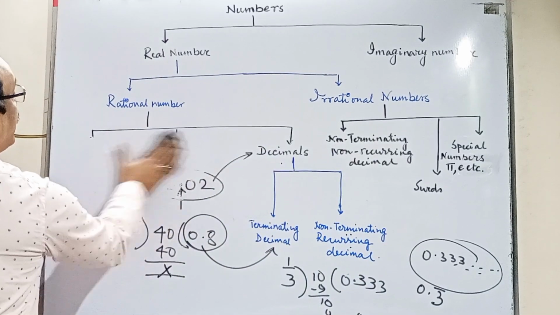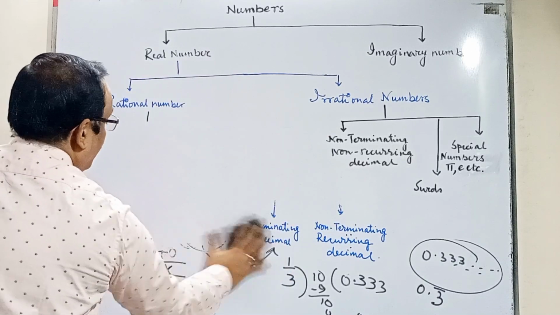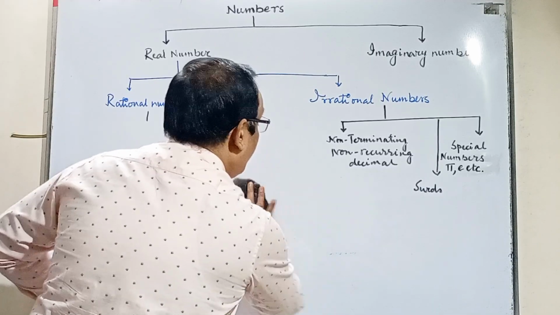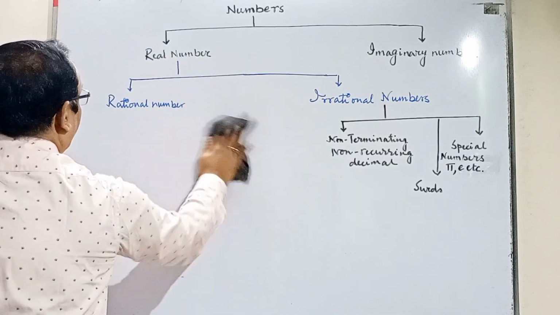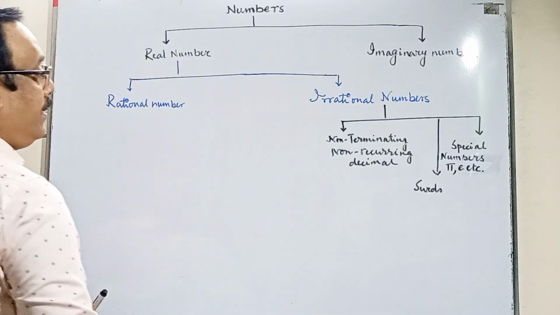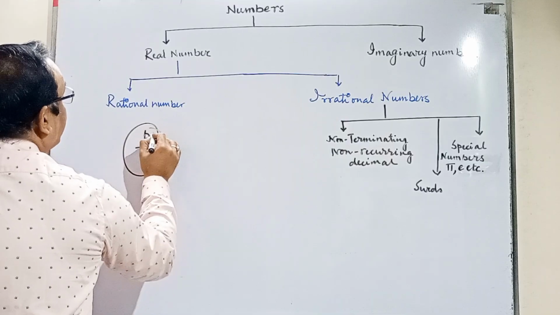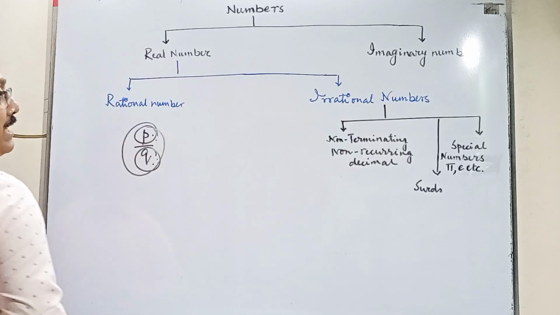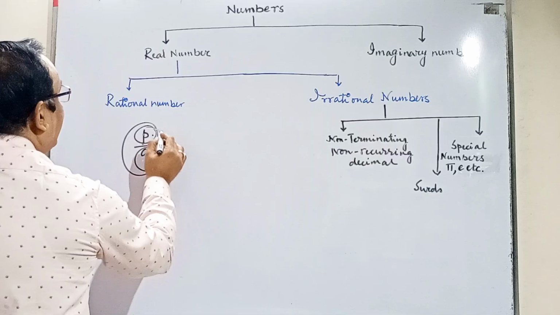Now we go to the next topic: what are rational numbers? There are two categories, rational numbers and irrational numbers. A rational number is just like a fraction, any number of the form p by q. That means something by something, and these somethings are generally integers. So any number of this particular format is called a rational number.